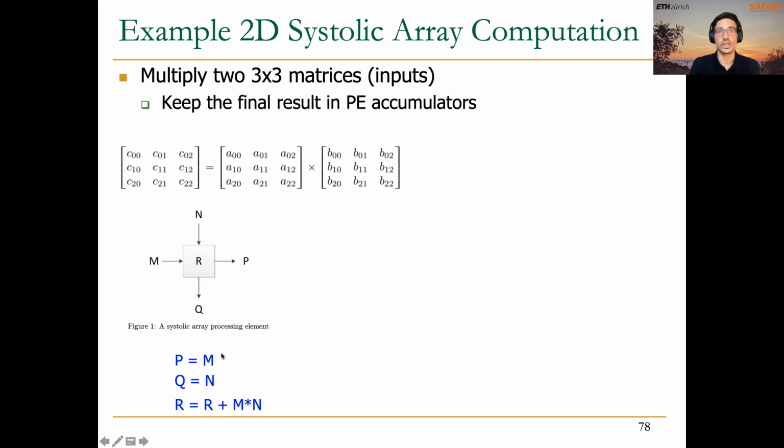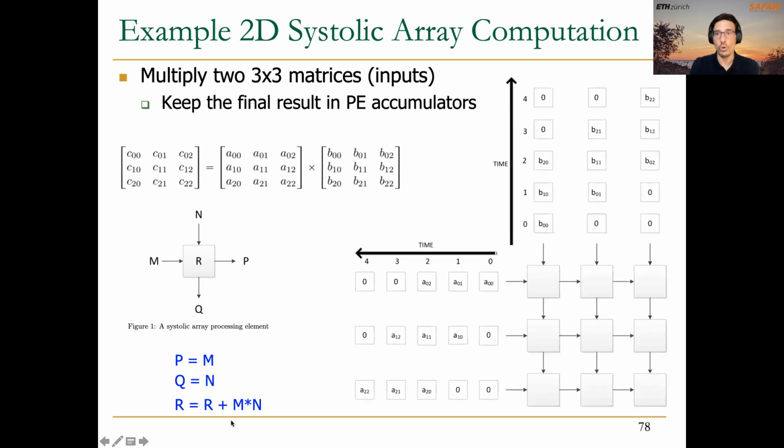And the systolic array does two different things. First of all, it propagates the inputs to the outputs. So this processing element of the systolic array propagates the inputs to the outputs. So P is equal to M and Q is equal to N, and then internally performs the multiplication and accumulation operation. And the complete systolic array for this toy example of 3x3 matrix multiplication looks like this. In this case, we need to use a systolic array of 3x3 elements.